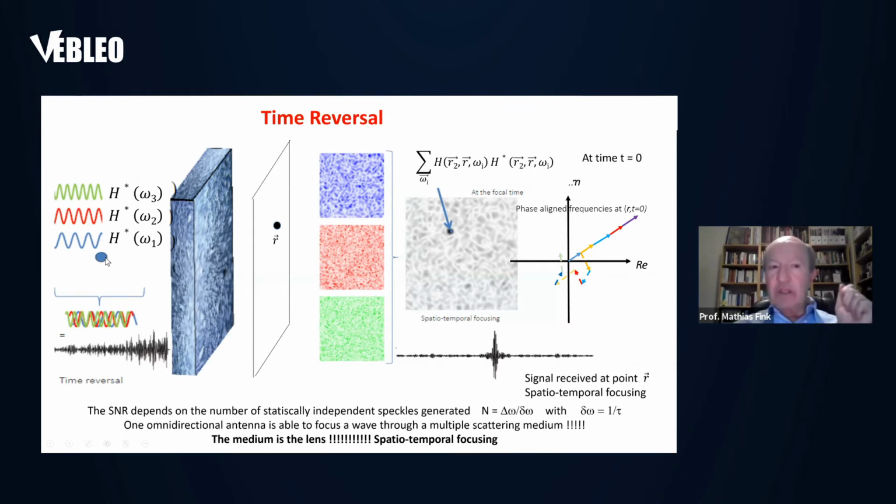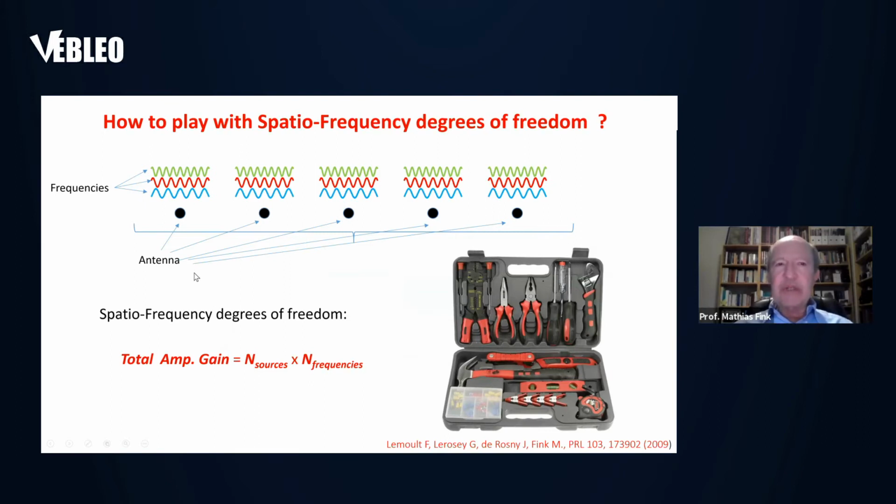And here, notice that you have only one antenna, which is omnidirectional, but it's focused because the medium acts like a lens. And it is the size of the medium that gives you the size of the focal spot. When you see this, you understand that when you want to do communication, you have 2 kinds of degree of freedom.